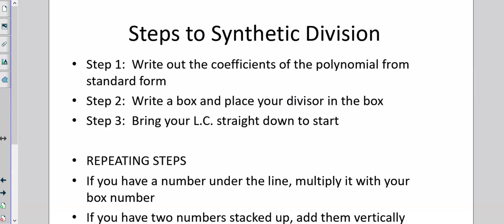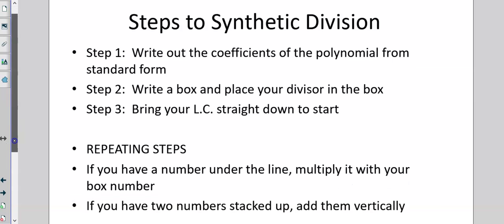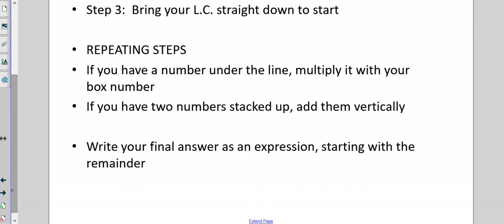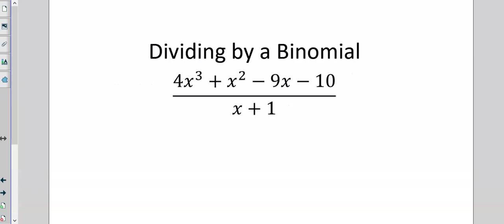Now, synthetic division is going to be an easier way of doing division with polynomials. So we write out the coefficients of the polynomial from standard form. We write a box and place your divisor in the box, and we bring your leading coefficient straight down to start. So I'll let you read this. You hit pause, read it. I'm just going to go on to the problem and show you how easy this is.